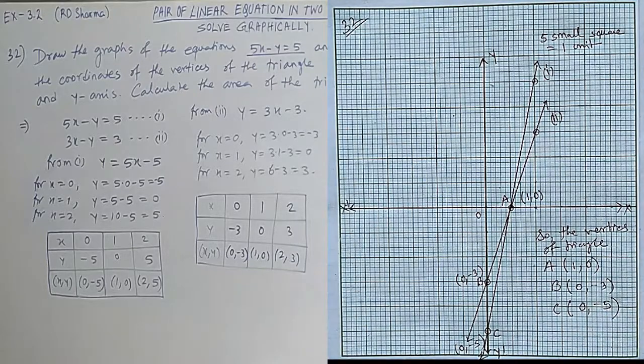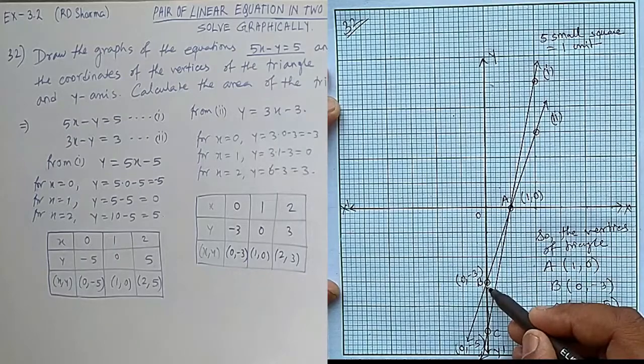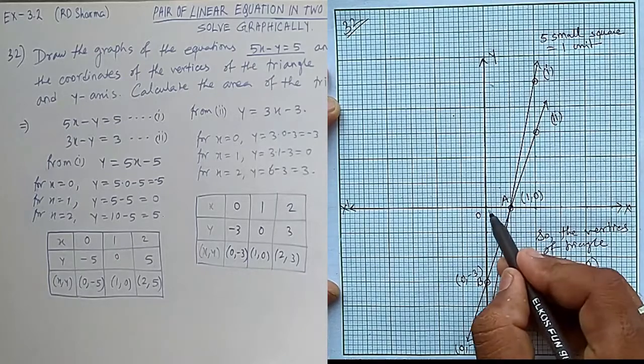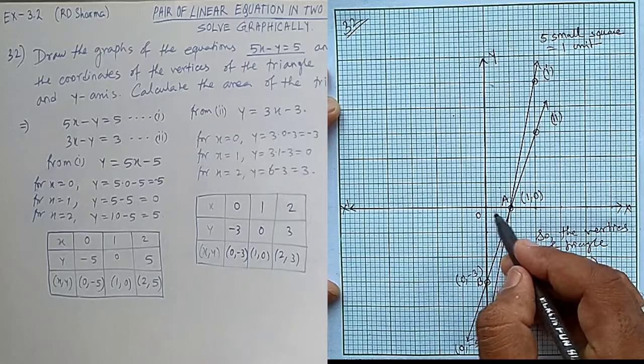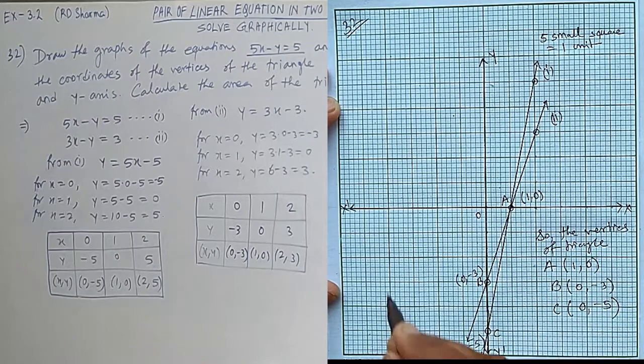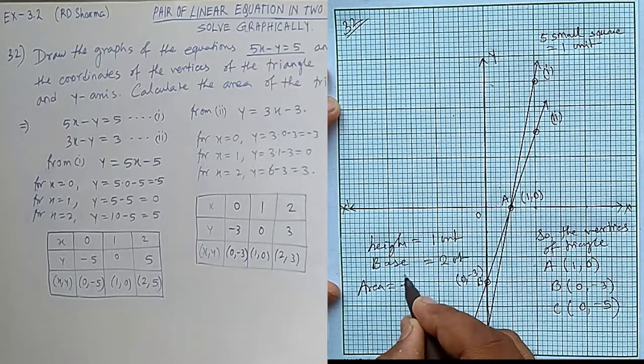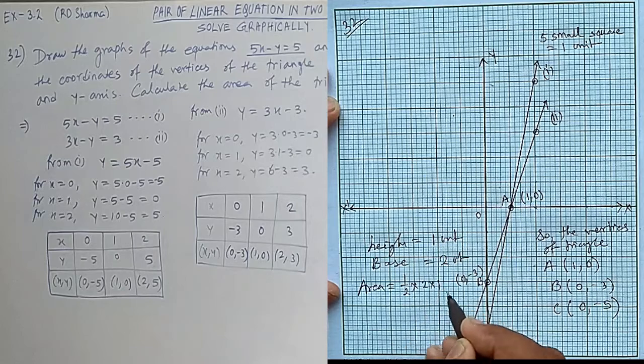Now we have to find out the area of this triangle. If we consider this line as base, then this line will be the height. So the height is 1 unit and the base is 2 units. So the area is equal to half into base into height square unit. Now we cancel this, equals 1 square unit. That's it.